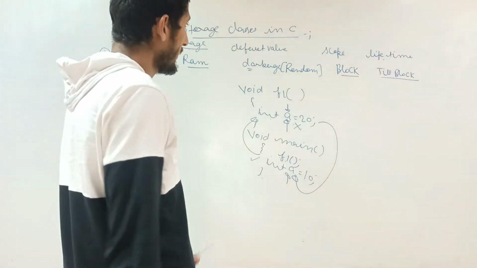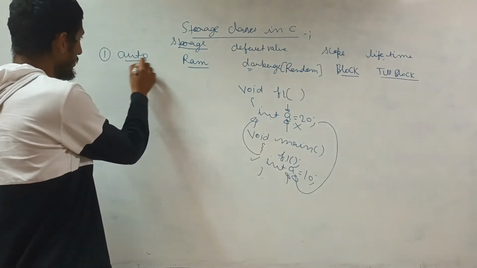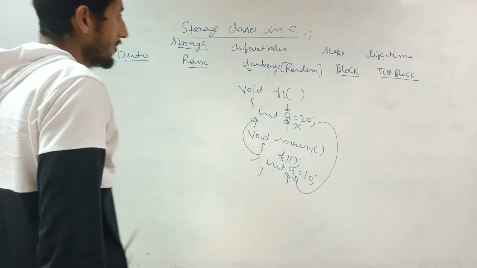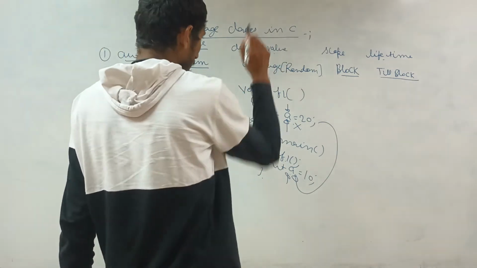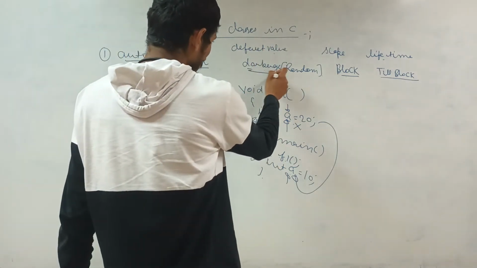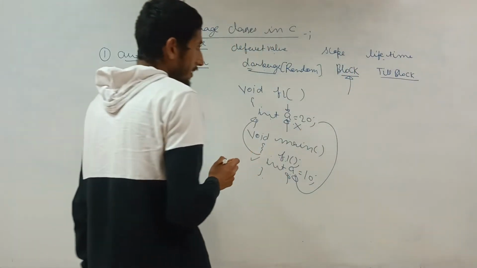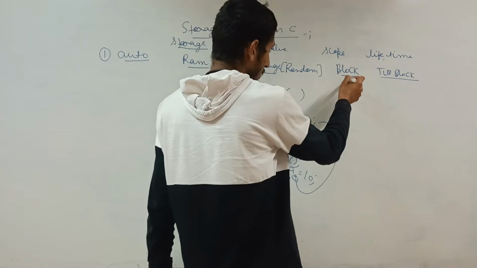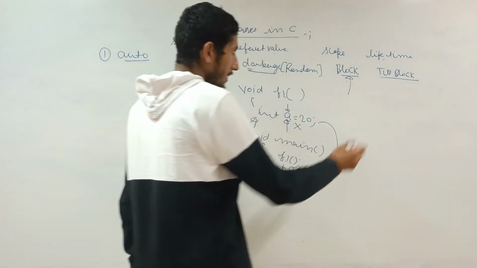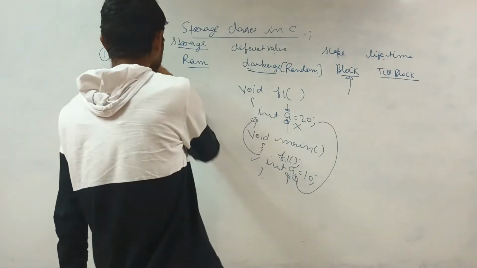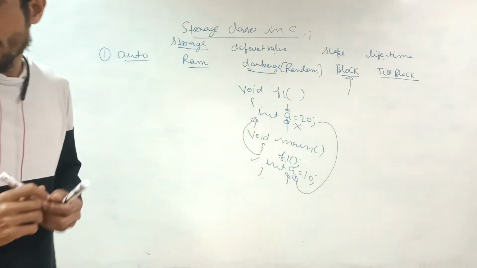So it is quite simple. The first storage class is named auto. The storage is RAM, which is quite obvious. If you do not assign any value, it will take a garbage value. The third one is block, where it can be accessed. It can only be accessed within the block, and it will vanish after the execution is over. That was the first one, auto. Let me move to the second one.